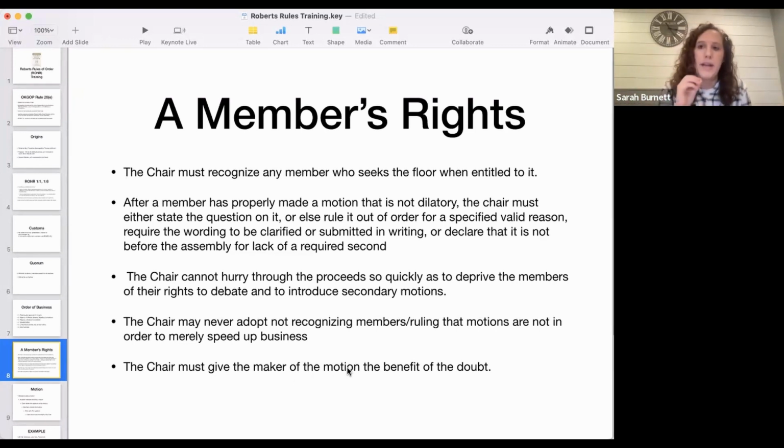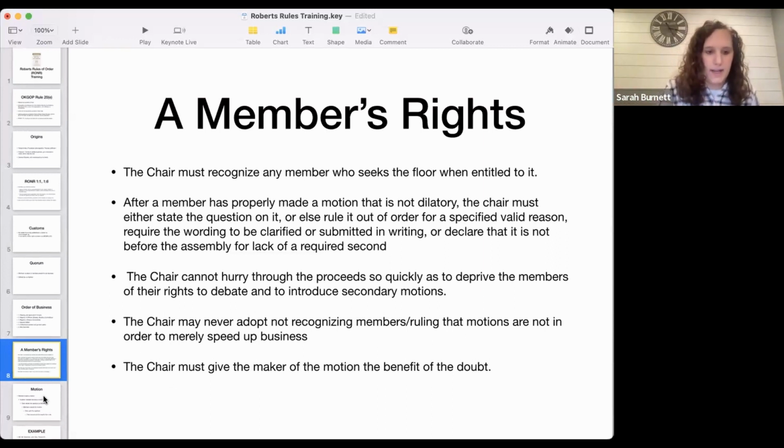This is what I love about an excellent chairman. They're actually trying to help the members do business. They're trying to say, oh, I see you want to amend that. Well, an amendment will be in order just a minute if you can wait, or having a little bit of a conversation to help members do business. So those are your rights. You have a right to make motions, and you have a right for a chairman to take proper motions and put those in front of the assembly.